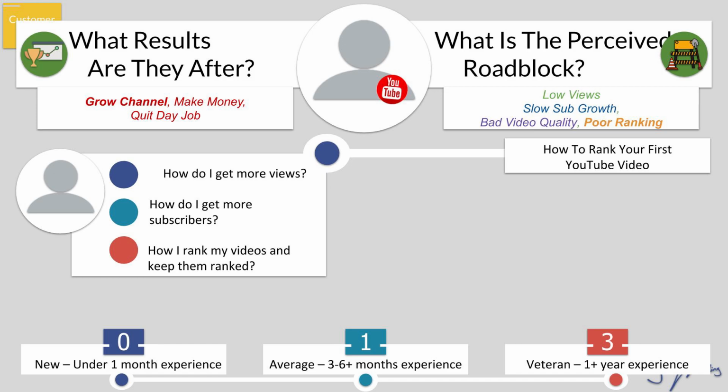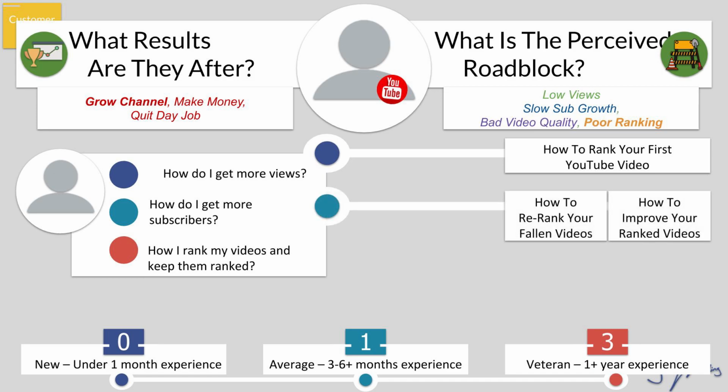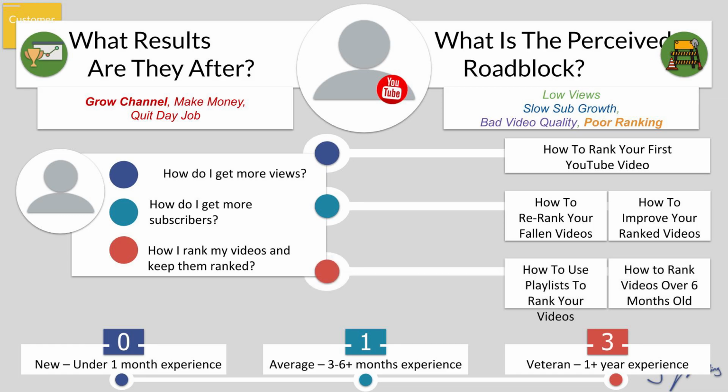They would look for something like this, which would be how to re-rank your fallen videos or improve your ranked videos. So someone who's brand new, those 2 types of headlines wouldn't be attractive to them because they're just posting their first or second video. And finally, we have how to use playlists to rank your videos and how to rank videos over 6 months old. And obviously, that last headline is only going to be attractive to someone who has been posting more than 6 months and has videos that are more than 6 months old.